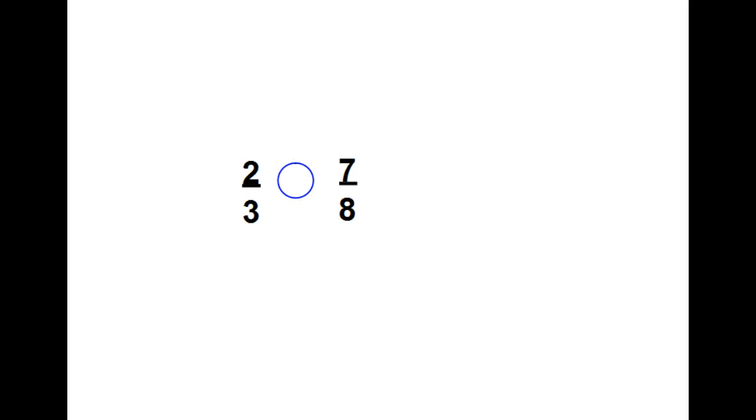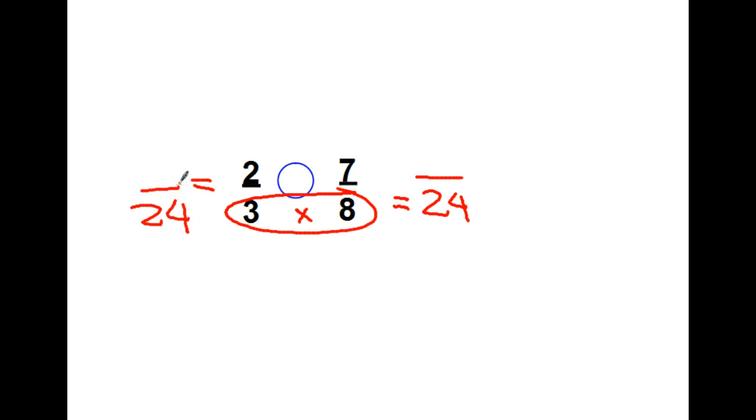Let's try one out here. Step 1, I need my larva or my caterpillar to start with. 3 times 8 gets me to 24. So I'm changing both fractions so they have a denominator of 24. The cross-multiply butterfly, 2 times 8 is 16.